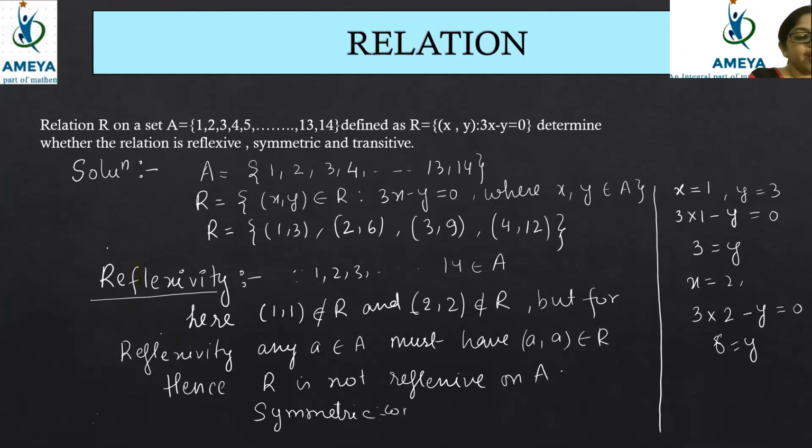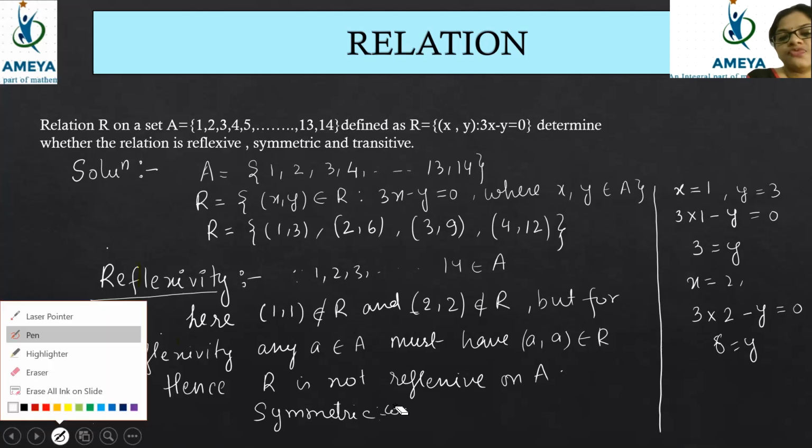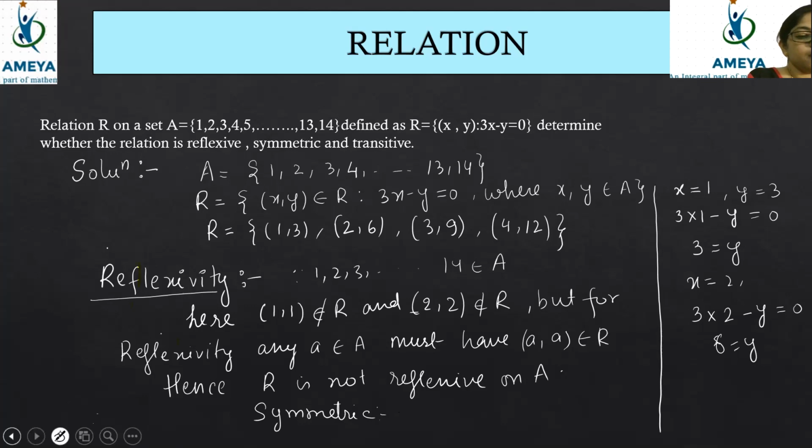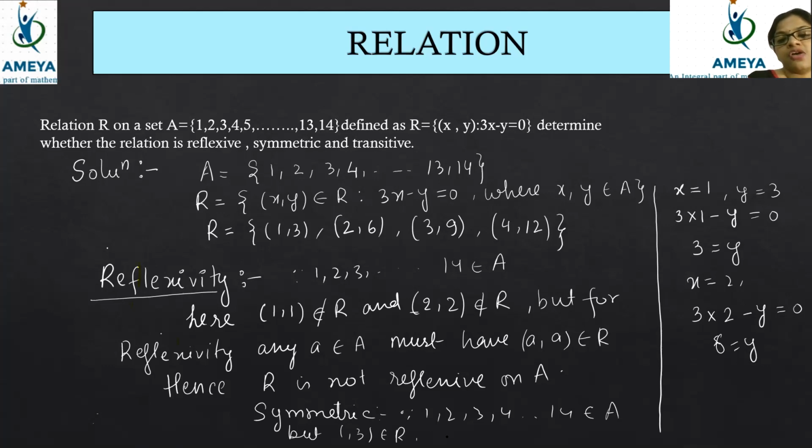We will write here directly. We will write one very important point, because for symmetry also here we will write directly, since 1, 2, 3, 4 till 14 will be belonging to A, but (1, 3) belongs to R. Okay, (3, 9) belongs to R, then (3, 1) does not belong to R. Because the symmetry condition is: if (a, b) belongs to R, then (b, a) must belong to R.